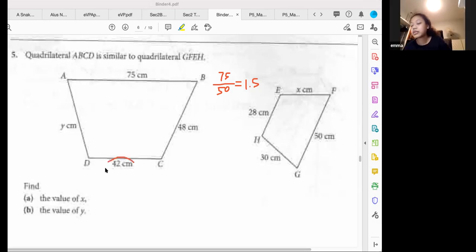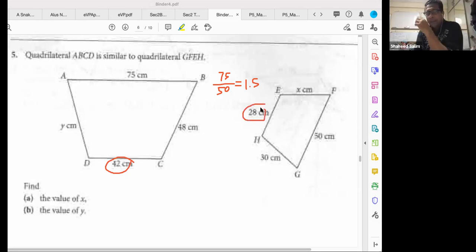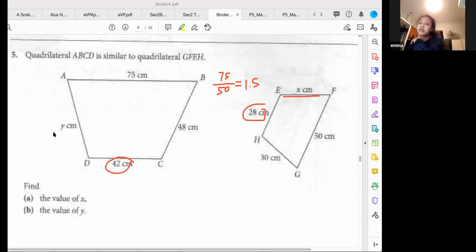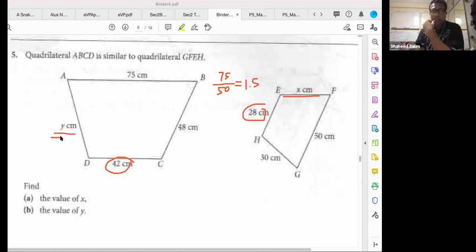42. Yeah. But the thing now is, EF is similar to which part? BC or AD? AD. AD is similar to this one. Then we have a problem, we cannot find. Let's see.